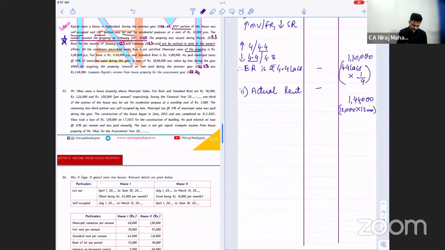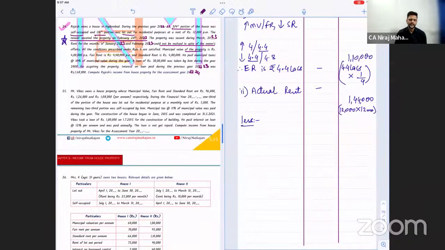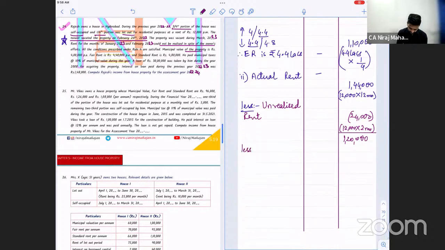Fine. What do we reduce first now? I've already told you the sequence. What will I reduce first, vacancy loss or unrealized rent? Unrealized rent. Unrealized rent is of 2 months. It comes to 24,000. Okay, so 120 again. Is 120 still more than 110? Yes. Now what will I reduce? Vacancy loss of only 1 month.